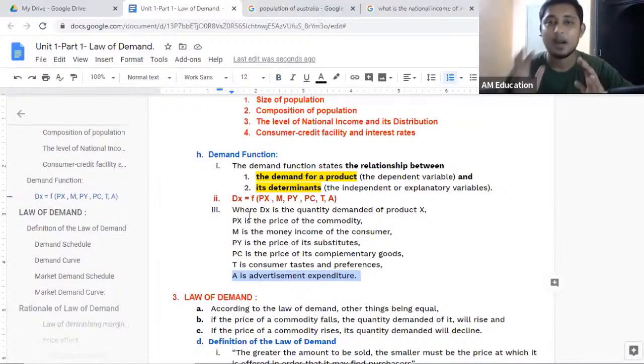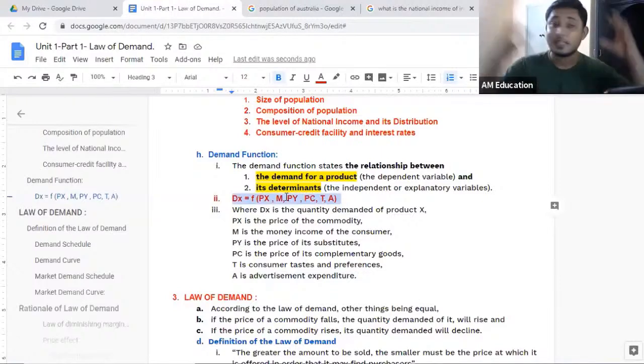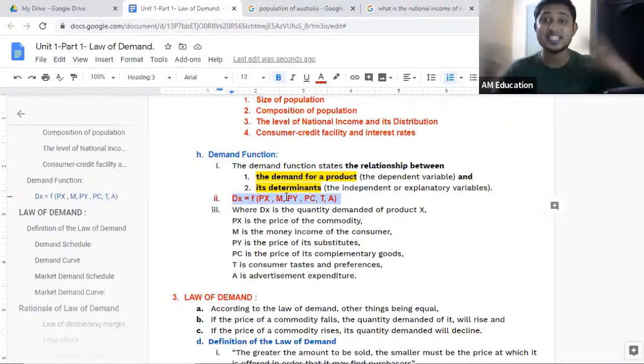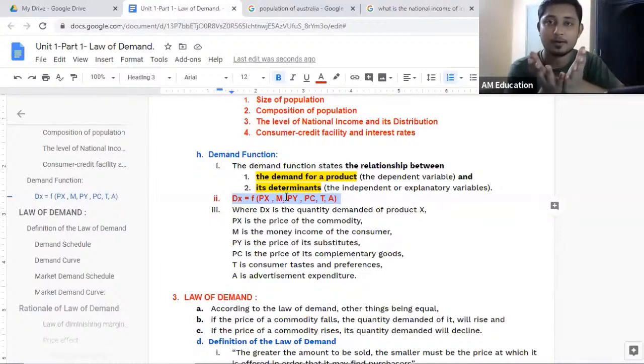So what is the demand function telling here? All these determinants will determine the demand for a product, right? All these things will mix up. This is influencing this much, this is influencing this much. All the six factors, all the determinants that are available will all come into place, become khichdi, and give us one product. Yes, this is the demand for this product.